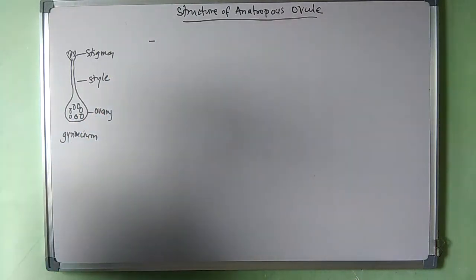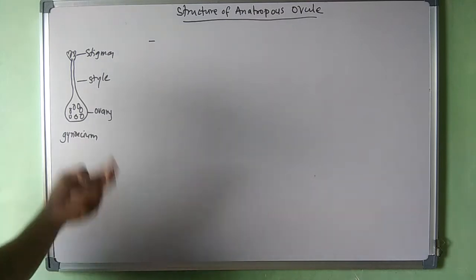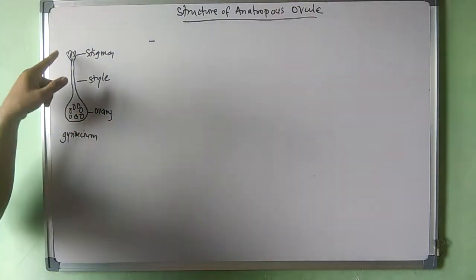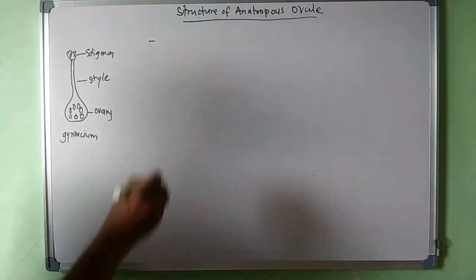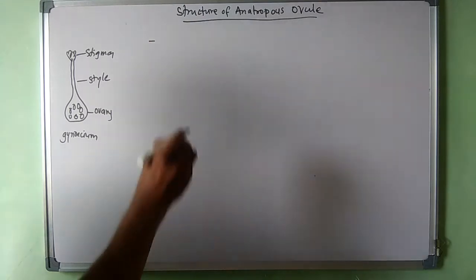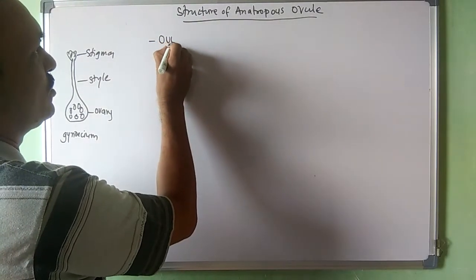The ovule takes part in fertilization when the male gametes from the pollen tube enter into the ovary through the stigma and combine together, forming the union. So now, the structure of the ovule.